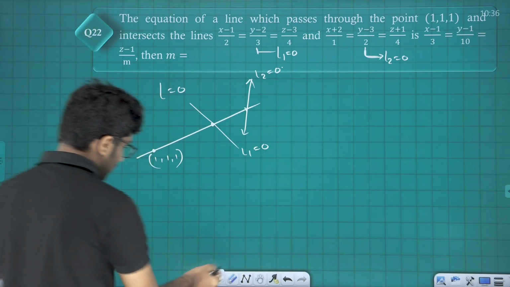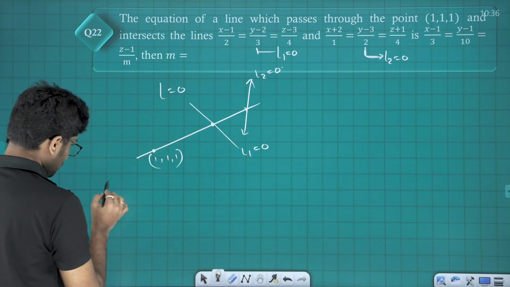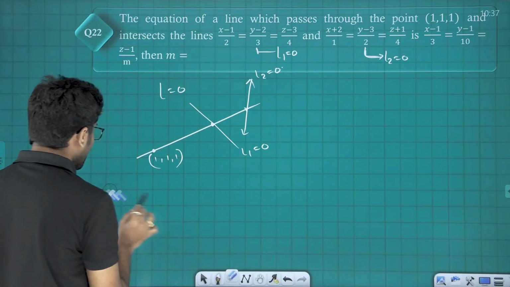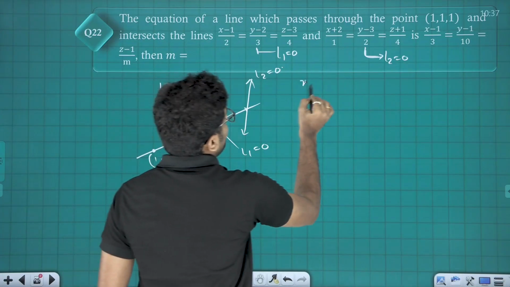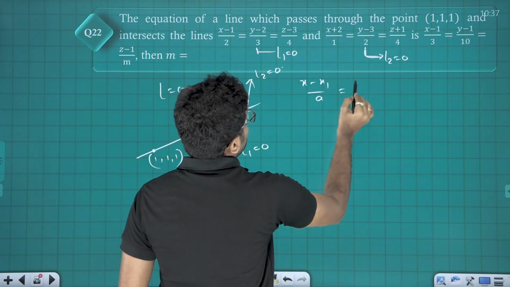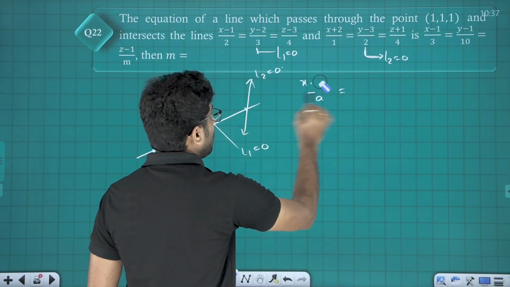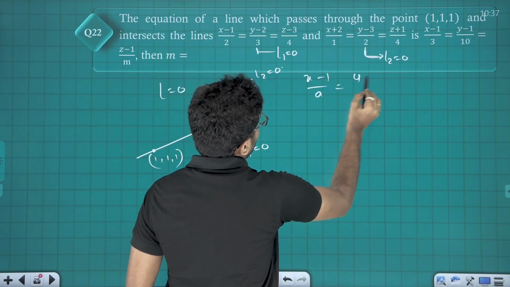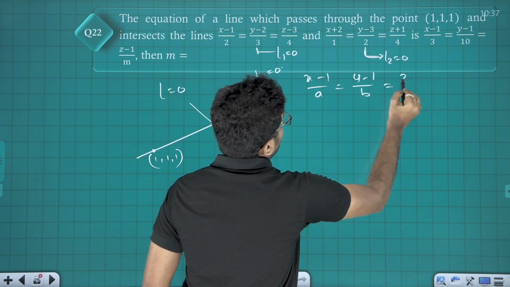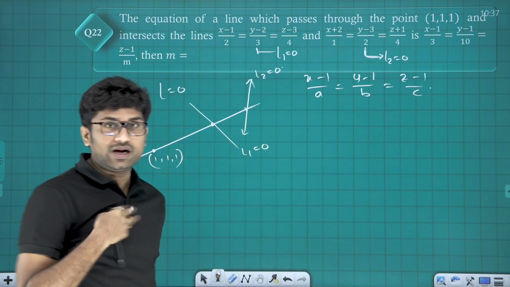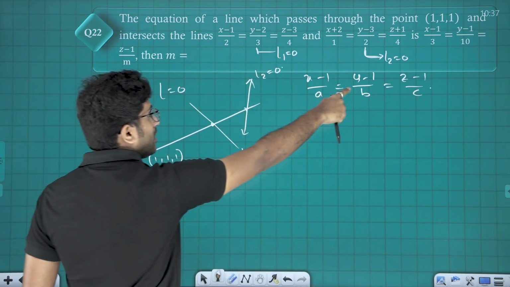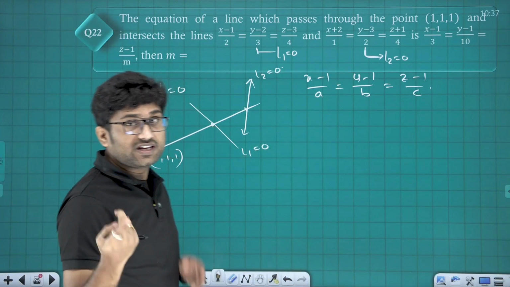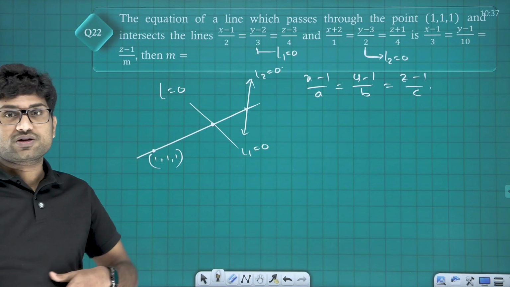Okay, see friends. Now L is equal to 0, that is our line. Let us take the required line as (x minus x1) by a, sorry, why x minus x1? Already it is passing through (1, 1, 1), no? So (x minus 1) by a is equal to (y minus 1) by b is equal to (z minus 1) by c be our required line. So this line is intersecting L1 is equal to 0. If it is intersecting, that means the shortest distance should be equal to 0, no?